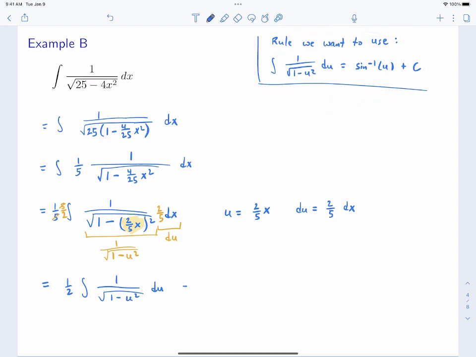So this is just going to equal the 1/2 in front times inverse sine of u plus a constant of integration. But of course, u is equal to 2/5 x, 2 over 5 times x. So this right here will go right into here. And what are we left with? This will leave us with 1/2 inverse sine of 2 over 5 times x plus a constant. And there's our answer.